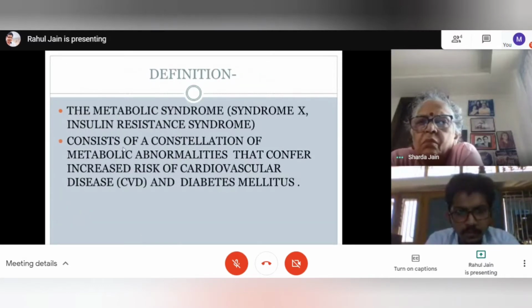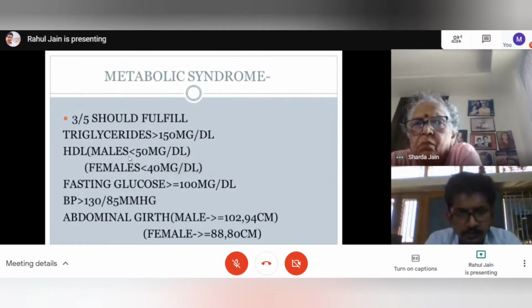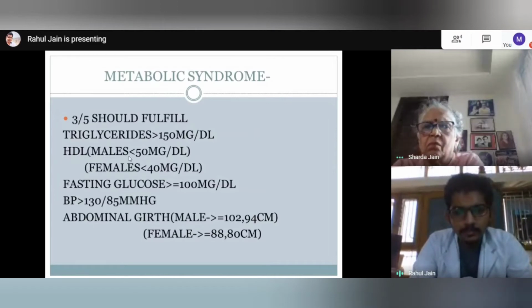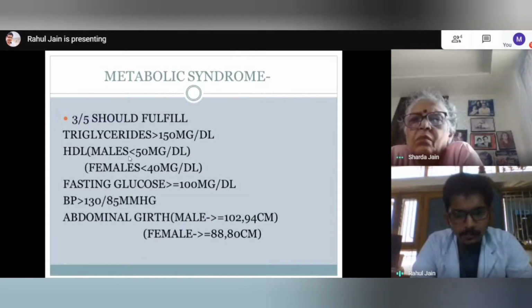So first of all, what is metabolic syndrome? Metabolic syndrome, which I also call syndrome X or insulin resistance syndrome, is a constellation of metabolic abnormalities that increases the risk of cardiovascular disease and diabetes mellitus. So any patient with metabolic syndrome, not yet diabetic but obese, we should counsel that they have very high chances of developing diabetes mellitus in the near future, and multiple heart conditions and heart problems.